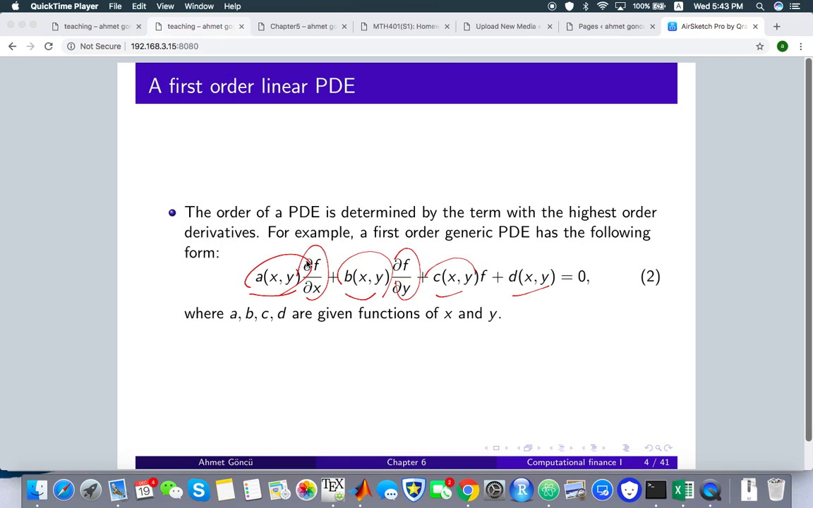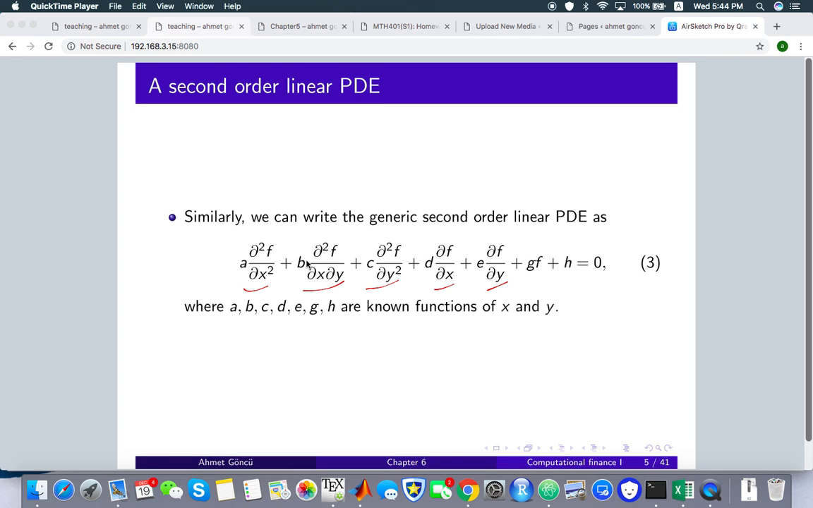So a generic first order linear PDE can be written as in equation 2. You can see that the highest order derivative terms are just the first order partial derivatives, and you can see that we have these coefficients which are given functions of the variables x and y. So we don't have any nonlinear terms in terms of the f, and basically this is just a generic form.